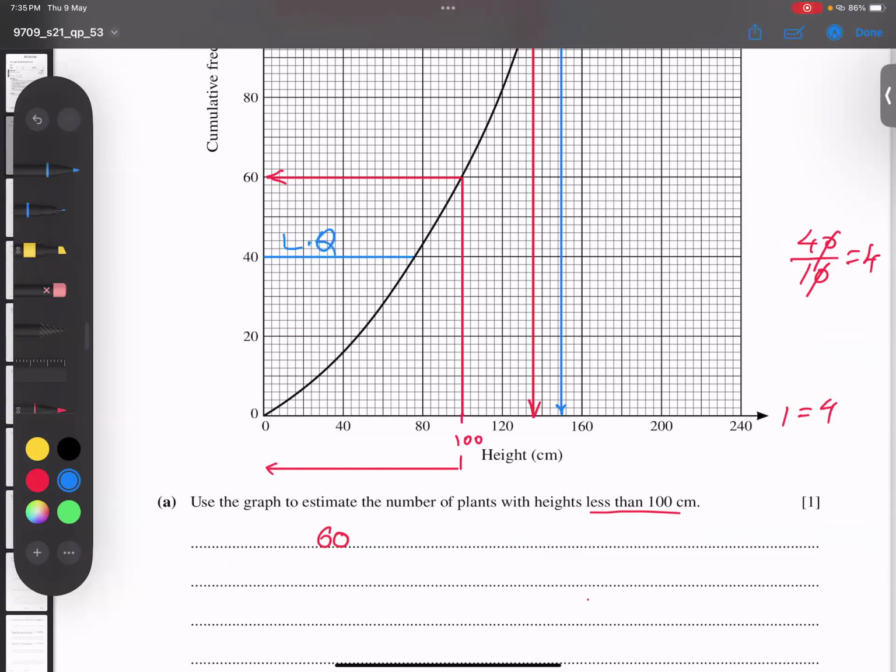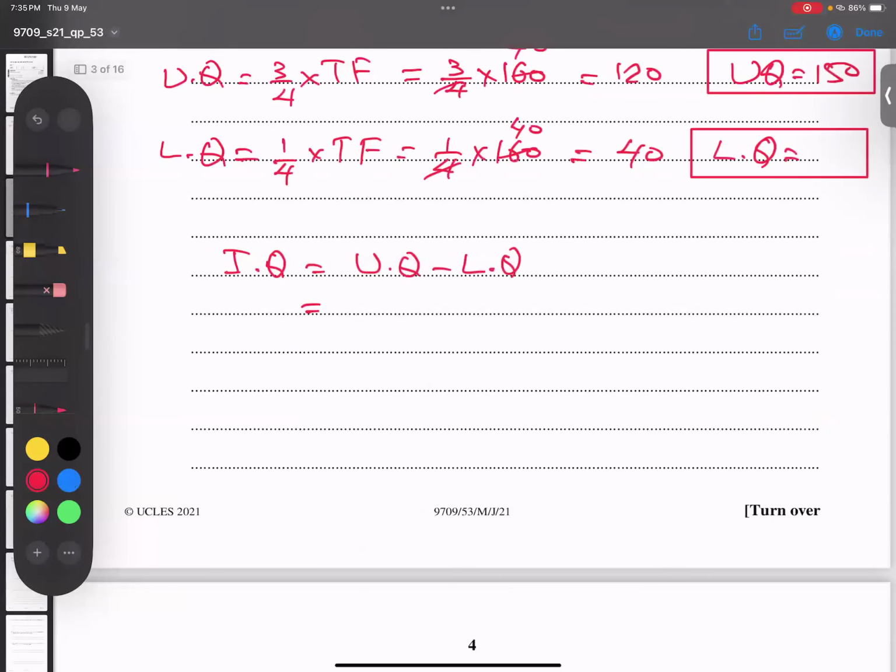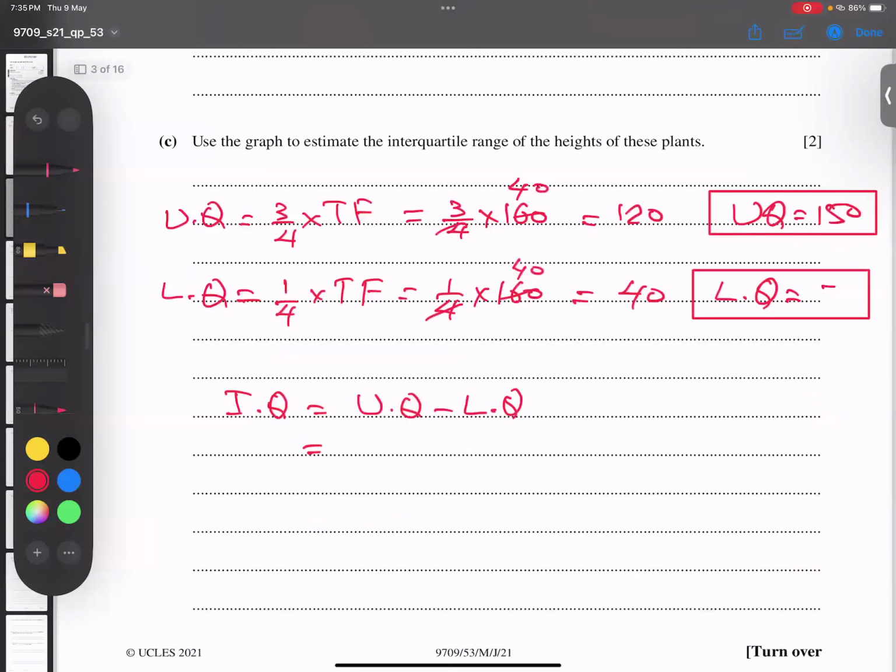Lower quartile: one box back. From 80 subtract 4, it is 76. There's no range of answers for this kind of diagram. When a diagram is given, there's no range of answers; it is a direct answer. So now I'm just subtracting 150 minus 76, and the answer is 74 centimeters. I believe the point is very clear.